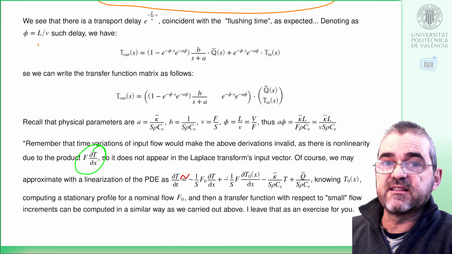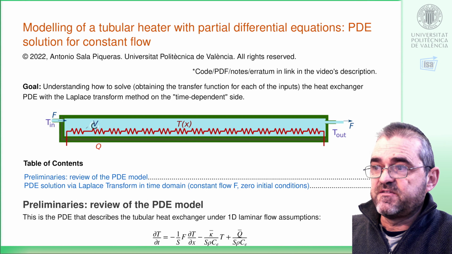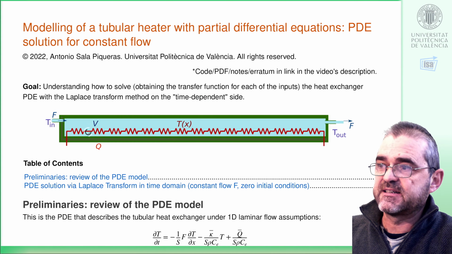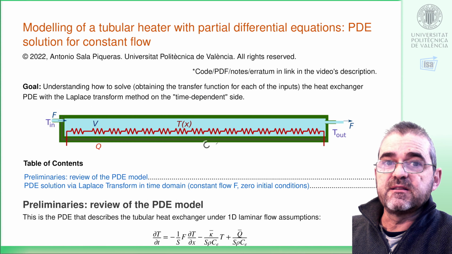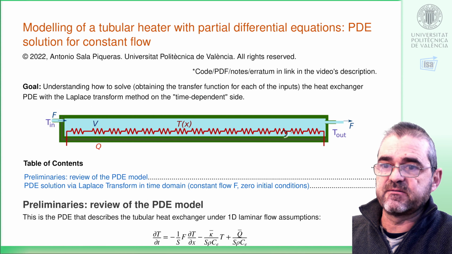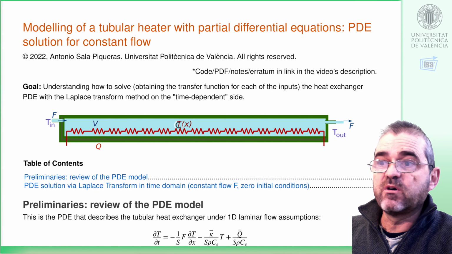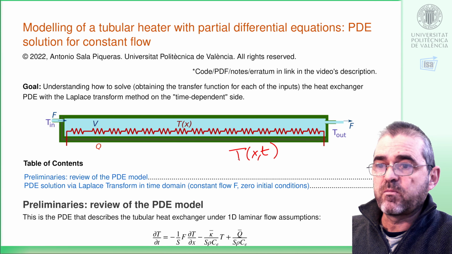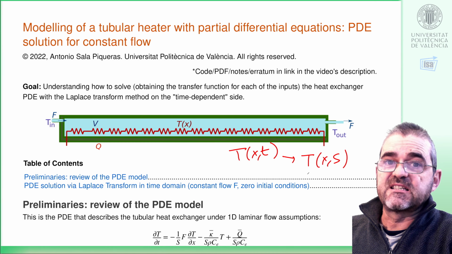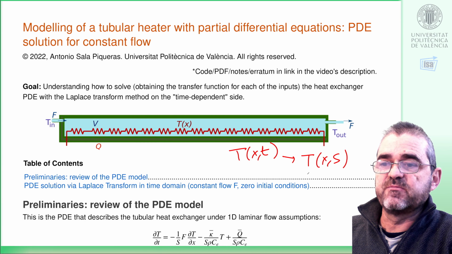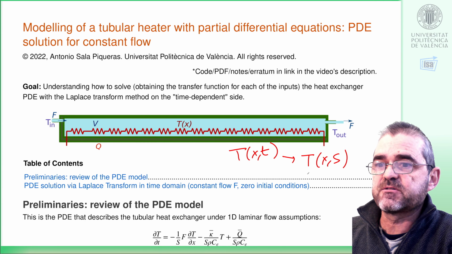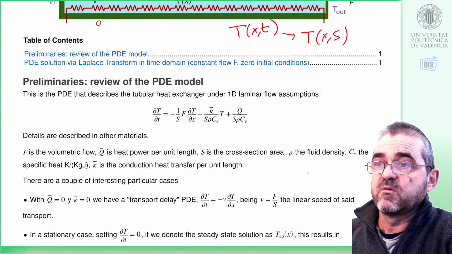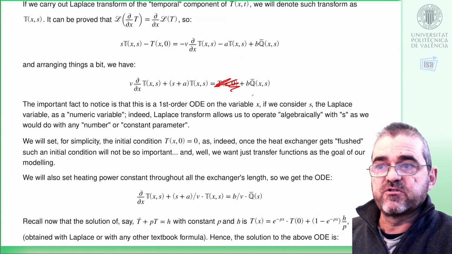So we've finished. Let us summarize. In this video, we have reviewed the partial differential equation that governs this tubular heat exchanger, a pipe with a resistor along it, and we solved it via the Laplace transform on the time domain component of the solution, as our goal was just obtaining transfer function representations. Because we control people are used to them, we have set some initial conditions to 0.